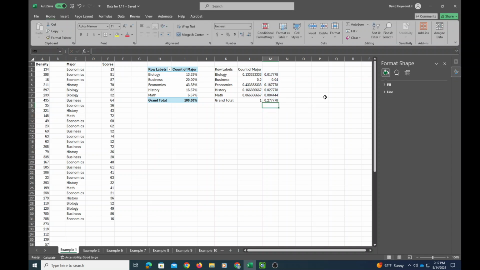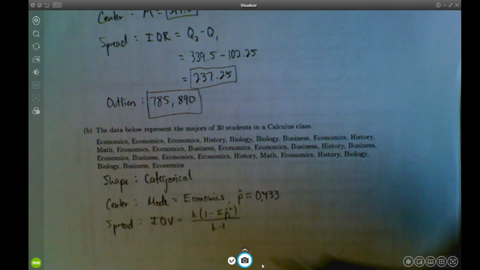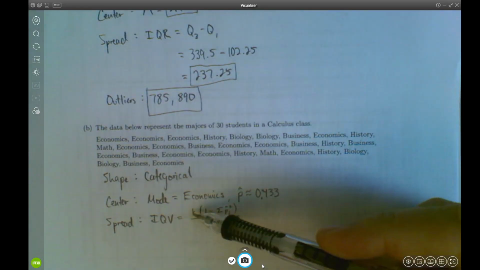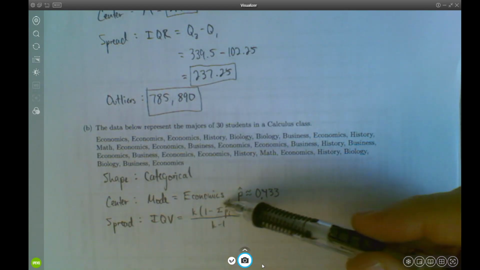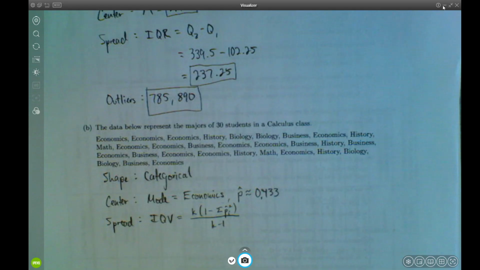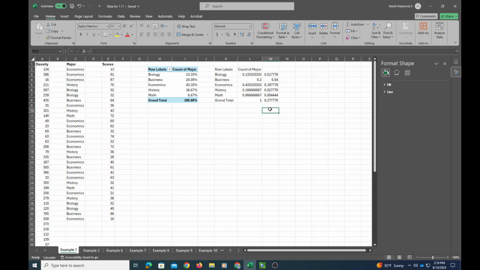Okay, and that's still not quite the IQV. That's just a step in the process, right? That's this chunk of the formula, right? It's the sum of the squared proportions. But now I still need to do k times 1 minus that thing divided by k minus 1. So let's go back and finish it up. The number of categories is k, and that's 1, 2, 3, 4, 5 in this case. So k would equal 5.